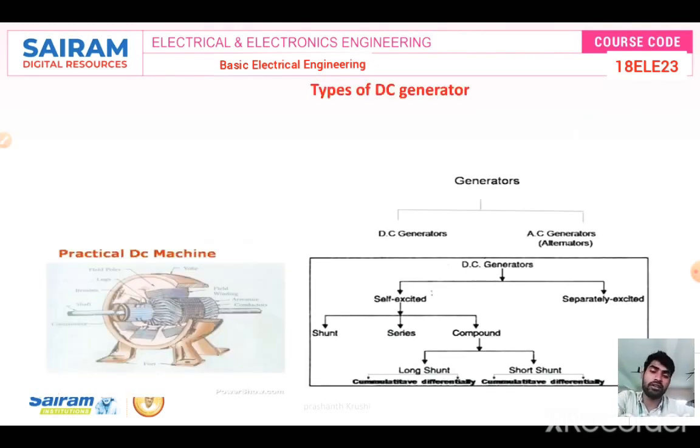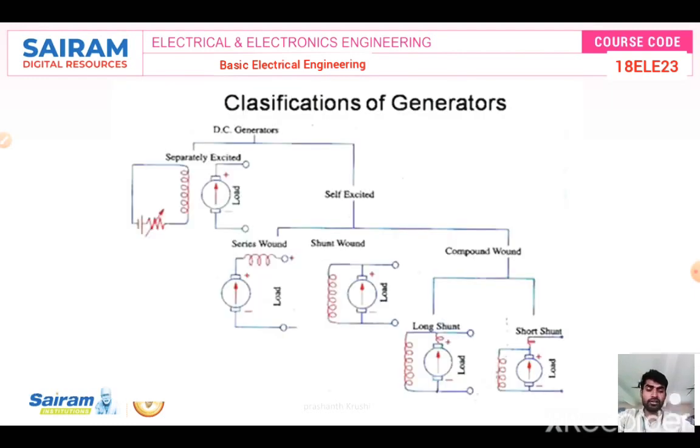And regarding types of DC generator, we have two types: separately excited DC generator and self-excited DC generator. We have the DC generator and the AC generator, the alternator. In DC generators, self-excited and separately excited. In that we have shunt generator, series generator, and compound generator. In compound we have long shunt compound generator and short shunt compound generator, cumulative and differential. Let's see one by one. For the revised syllabus, only shunt, series, and compound, short shunt and long shunt, will be there.